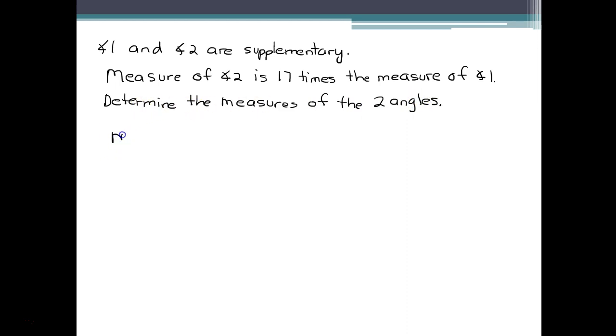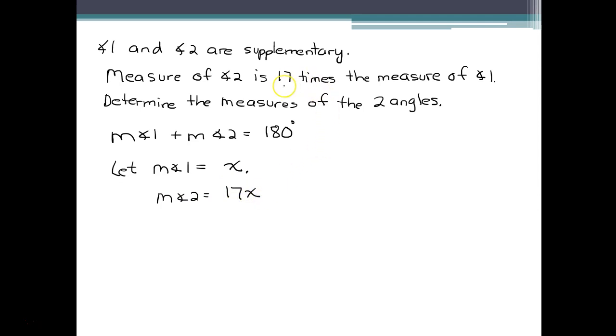Alright, so since they're supplementary, we know that the measure of angle 1 plus the measure of angle 2 has to equal 180 degrees. Now, measure of angle 2 is 17 times the measure of angle 1. Let's let the measure of angle 1 equal x. So the measure of angle 2 is 17 times that, or 17 times x. So x plus 17x equals 180.